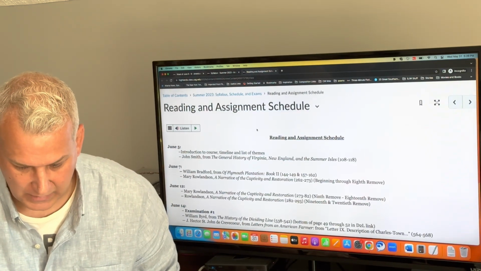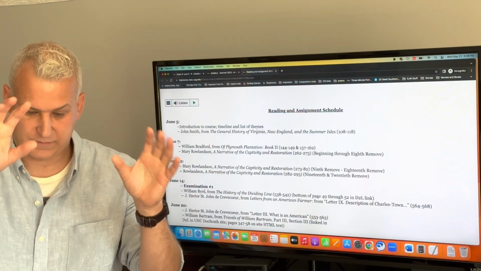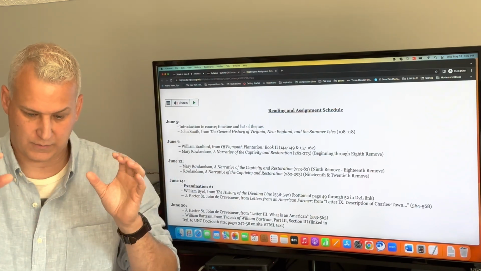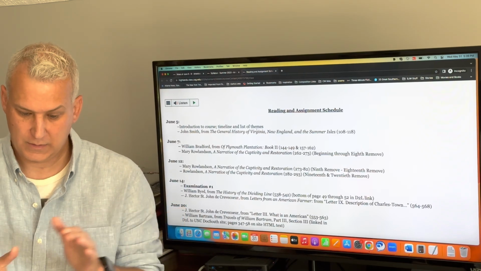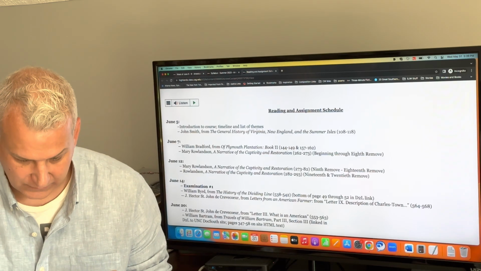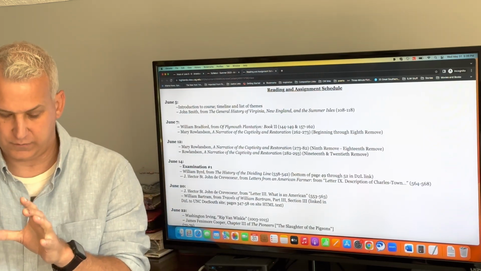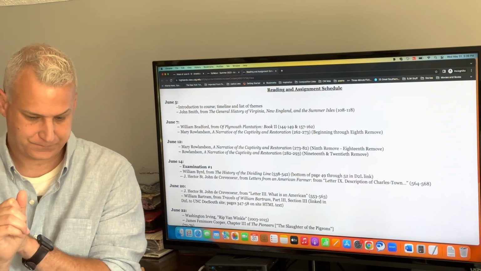And then we will take our first exam, and it will just cover Smith, Bradford, and Rowlandson. So that first exam just covers Smith, Bradford, and Rowlandson. The 1600s really is what we're covering there. And so that first exam will be on June 14th. That Wednesday, June 14th, will be the first exam.